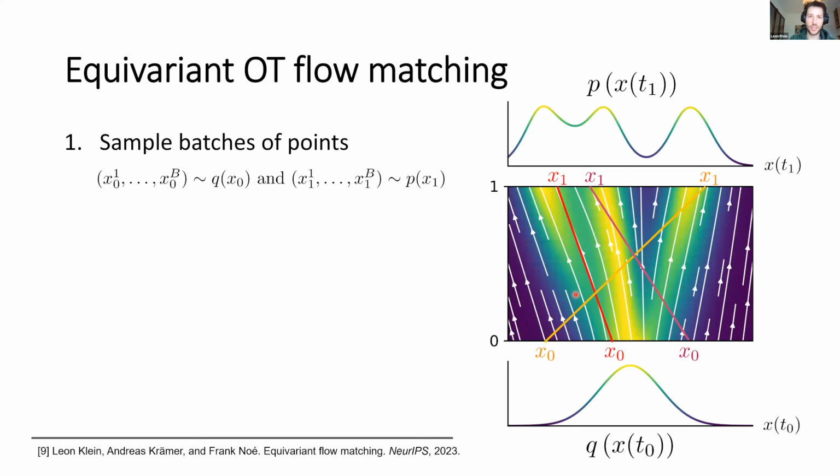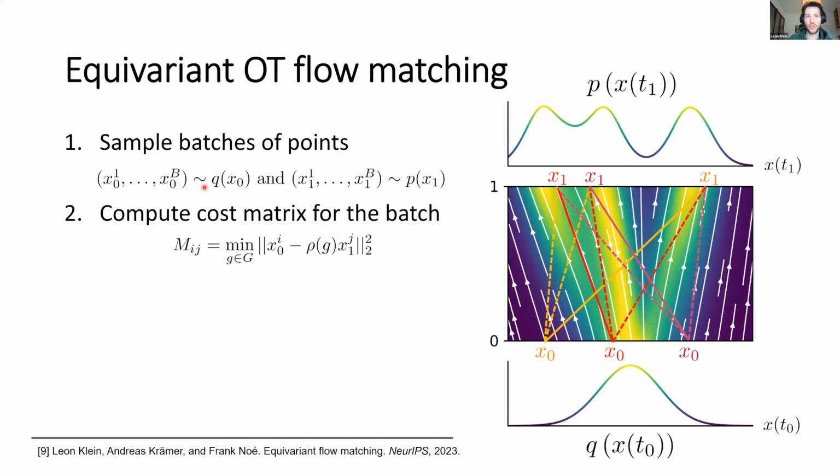So maybe step by step how this works. It's very similar to what I showed before with the flow matching. So we sample two batches of points independently from the prior and the target distribution. Then we compute the cost matrix for the whole batch. So this is a B times B matrix. And the cost is now given by this optimal alignment between pairs.